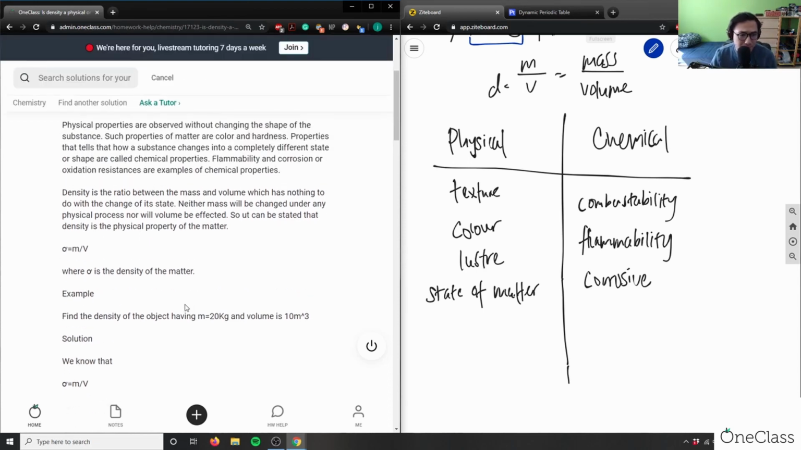That's okay. So I'm going to say density is the ratio between mass and volume, which has nothing to do with the change of state. Neither mass will be changed under any physical process, nor will volume be affected. So it can be stated that density is a physical property of the matter.